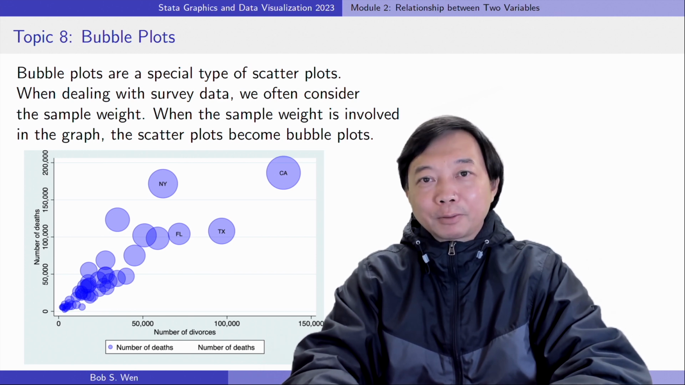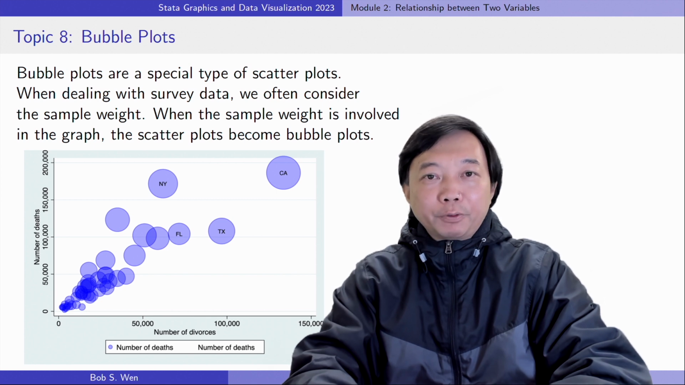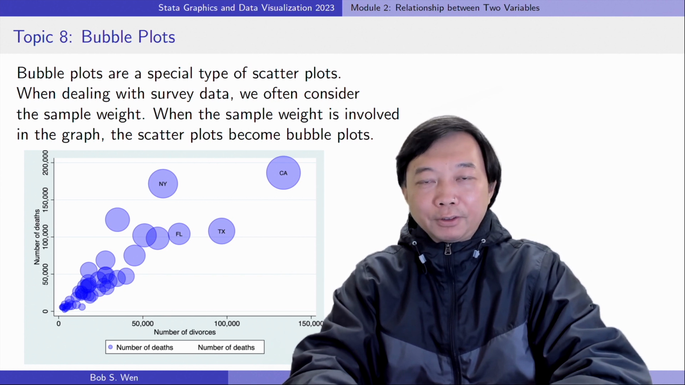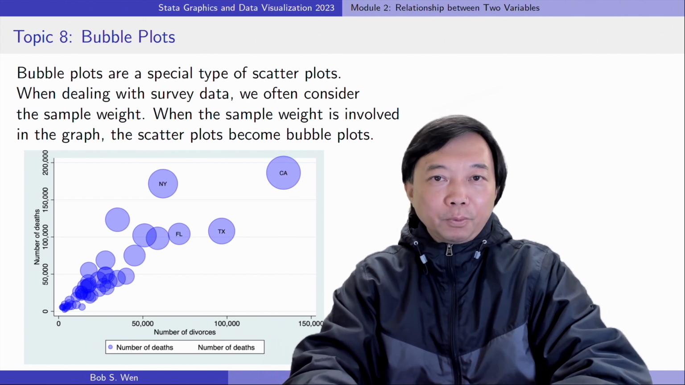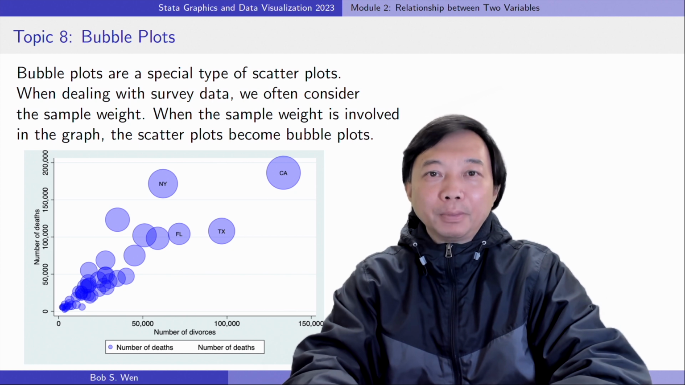On this topic, we will learn to draw bubble plots. Bubble plots are a special type of scatter plots. When dealing with survey data, we often consider the sample weight. When the sample weight is involved in scatter plots, the scatter plots become bubble plots.